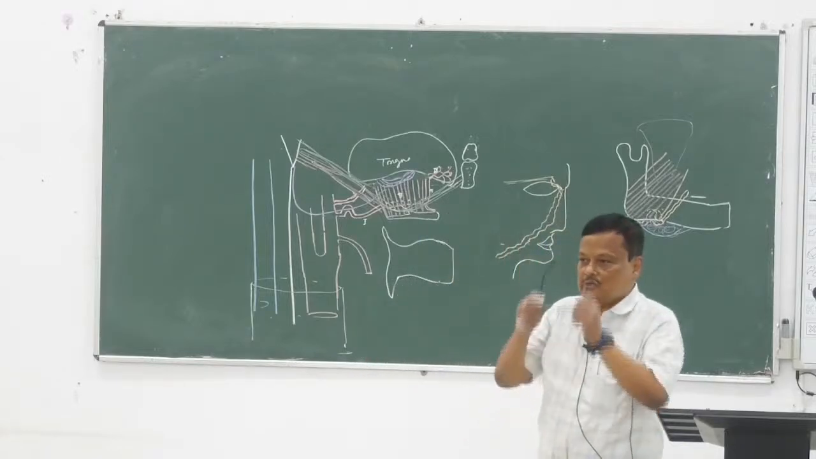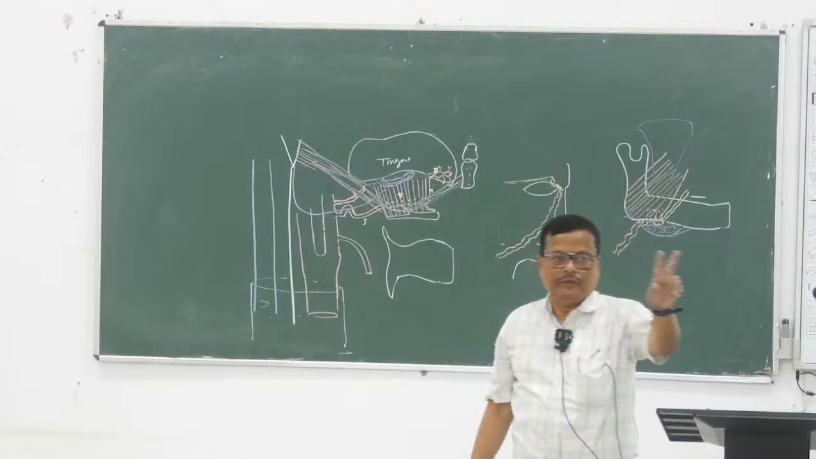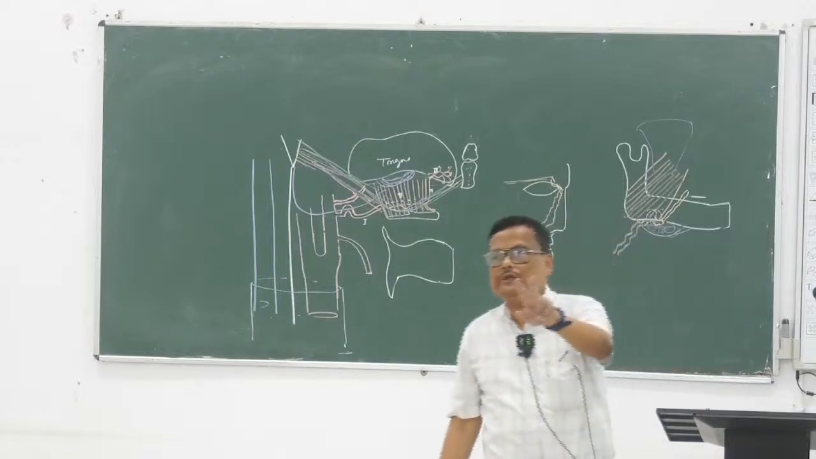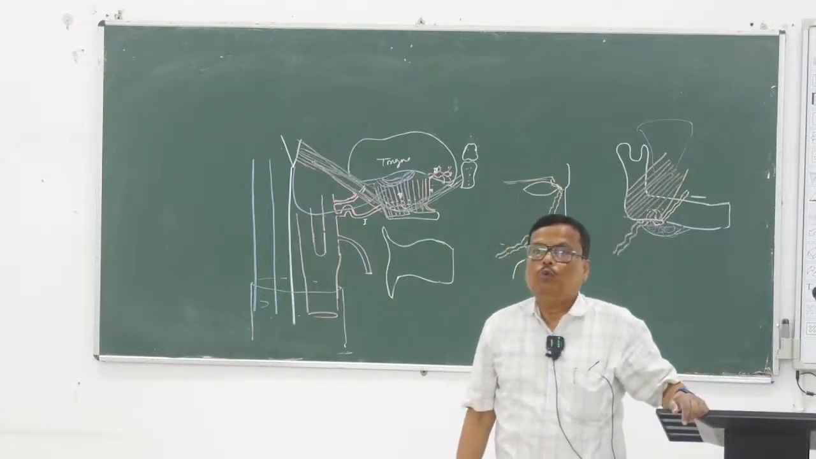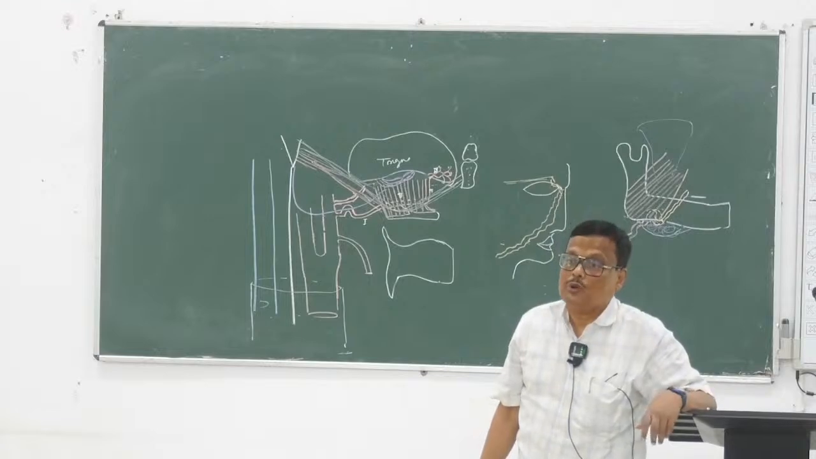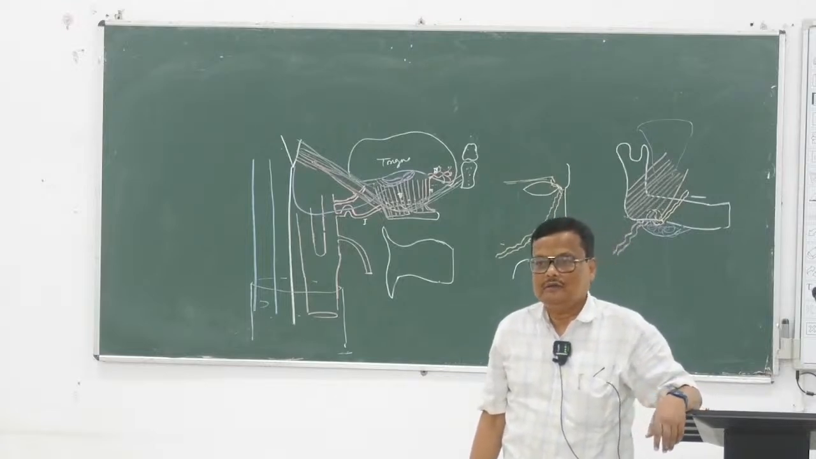Two questions will be asked from here. What are the branches of the facial artery, and why is the facial artery tortuous like the splenic artery?